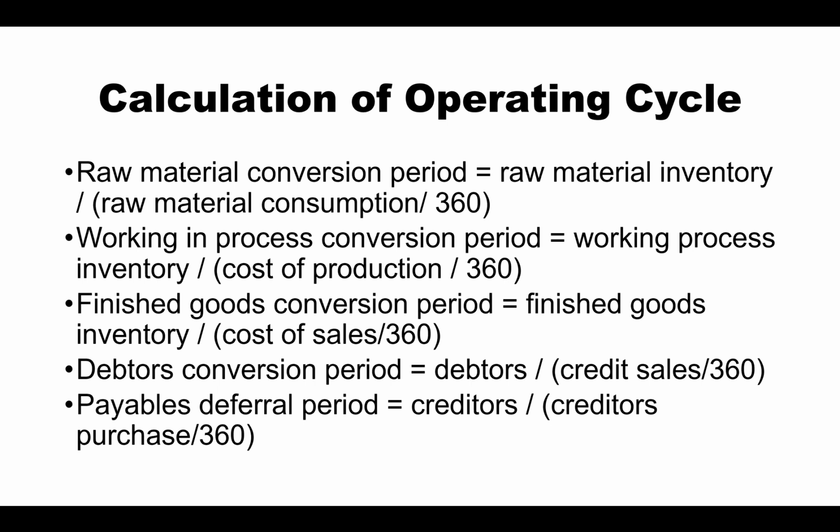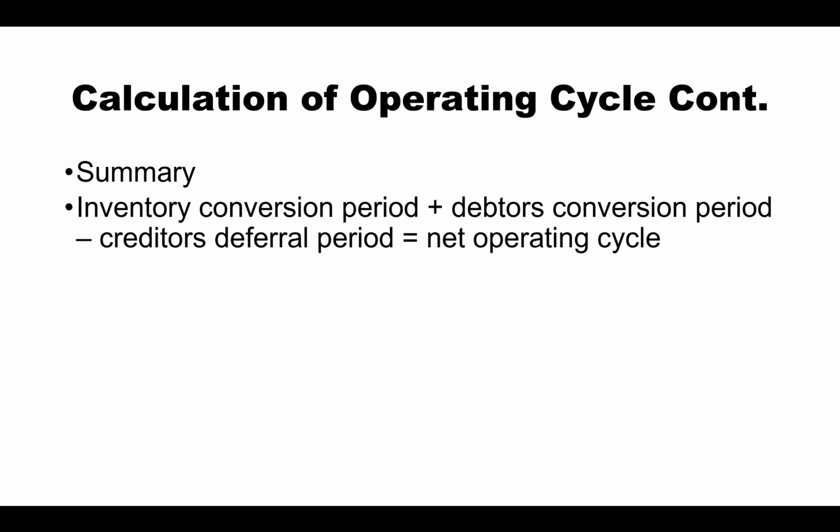We also have the debtors conversion period. The time taken to convert the debtors to cash. So it represents the average collection period, whereby we have the debtors, and we divide by the credit sales divided by 360. Then you also have the payables deferral period, the average time taken by the firm to pay its suppliers or the creditors. So you have the creditors divided by the creditors purchases divided by 360. So all that we are going to calculate to obtain the working cycle or the operating cycle. So in summary, we are going to have the inventory conversion period. You add the debtors conversion period. You subtract the creditors deferral period so that you can get the net operating cycle.